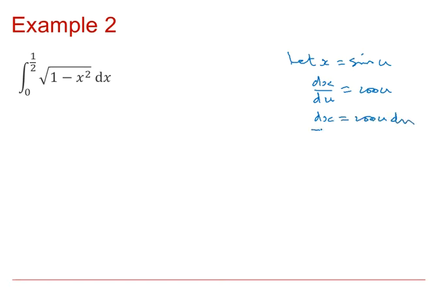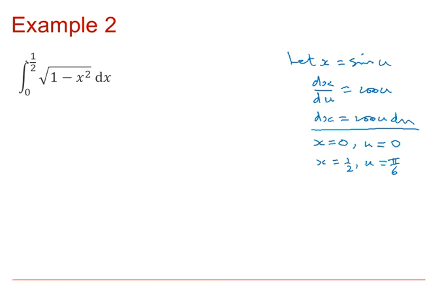Do not forget, because it's a definite integral, we need to change our limit. So we need to ask ourselves, when x is 0, what will u be? And when x is a half, what would u be? So when x is 0, we've got sine u is nothing, so u is nothing. And when x is a half, we get sine u is a half, so u is pi by 6. Make sure you're working in radians.